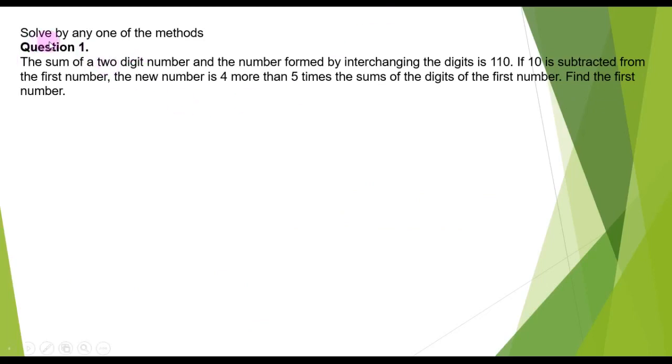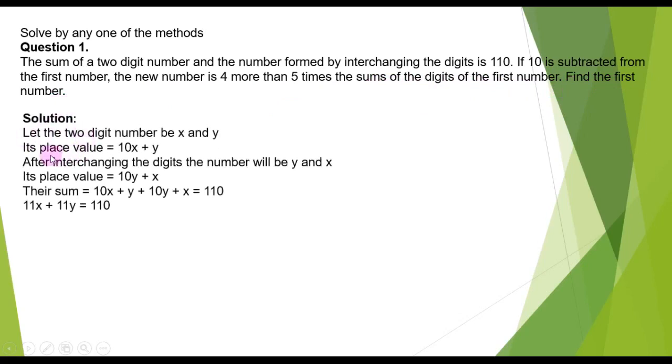Now let us see exercise 3.14. Okay, now solve by any one of the methods. Question number 1. The sum of a 2-digit number and the number formed by interchanging the digits is 110. If 10 is subtracted from the first number, the new number is 4 more than 5 times the sum of the digits of the first number. Find the first number. Let's see the solution.